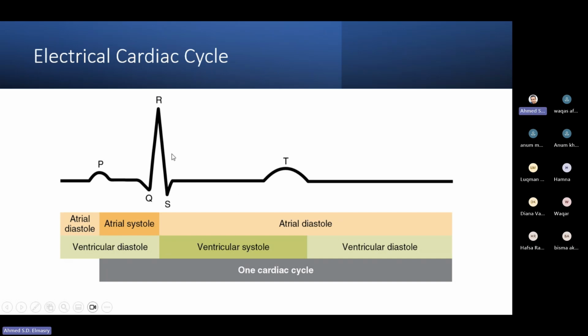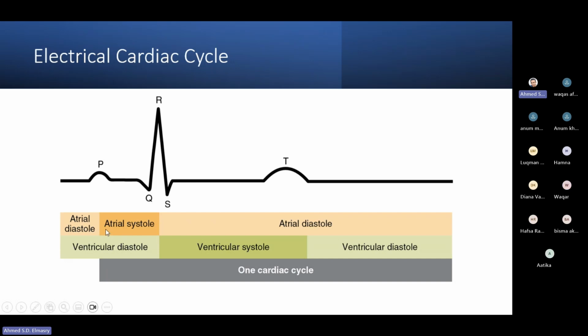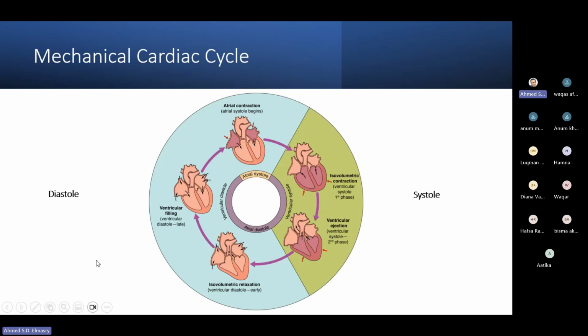As we see from the cardiac cycle, the time for the atrial systole is very short compared to the time for the atrial diastole. Also, the time for the ventricular systole is shorter than the time for the ventricular diastole.